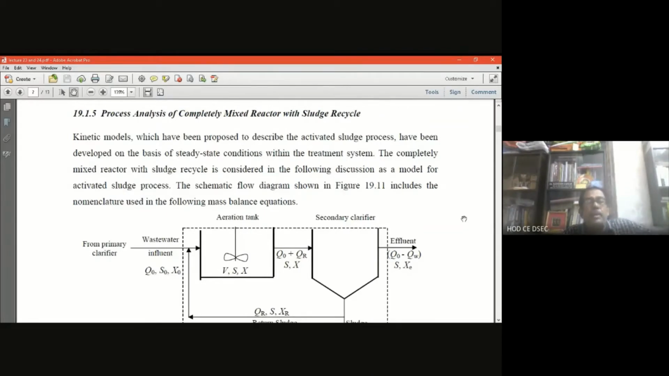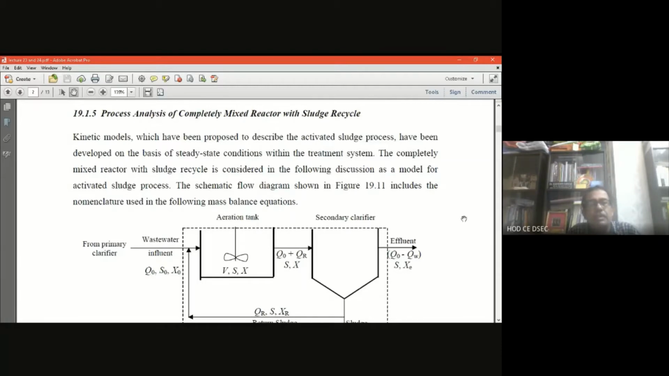In this kinetic model, which has been proposed to describe the activated sludge process, the fundamental thing is the steady state condition. I will explain it in detail. Whatever biomass or substrate concentration comes in, and the biomass growth that is added to the inflow, minus the outflow of the biomass, is called the accumulation of the biomass, and that accumulation must be zero. That is the basic concept of steady state flow.